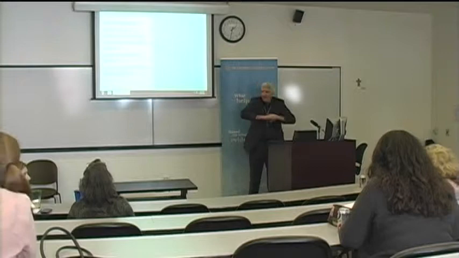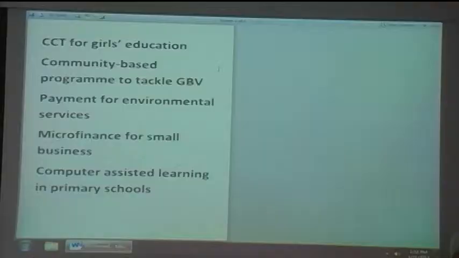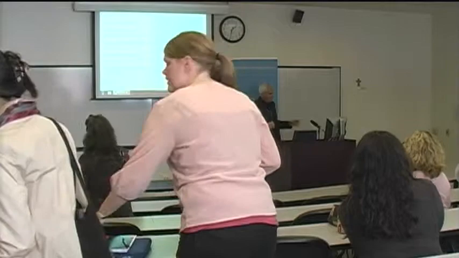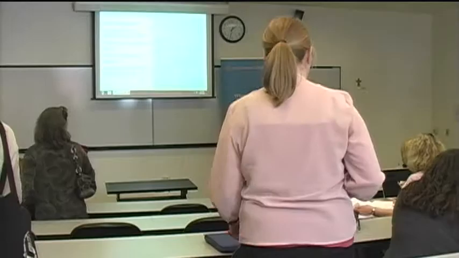Let's just summarise again. Conditional cash transfers are down here. Gender-based violence, up the top corner over there. Payment for environmental services, where were you? Over there. Microfinance, I think you were down here, and computer-assisted learning is in the middle. So there you go. Please sort yourselves out to where you want to be according to what you want to talk about.